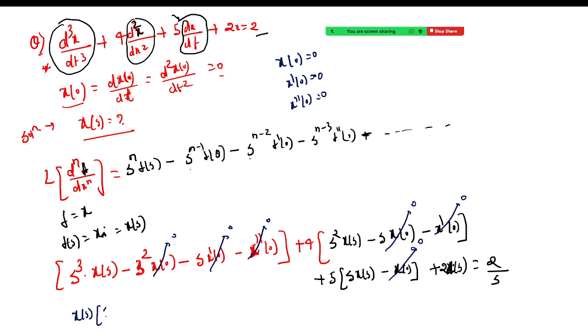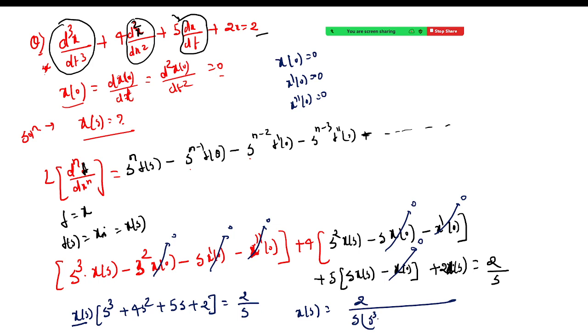So I'll take X(s) common over here. So this is X(s) times (s cube plus 4s square plus 5s plus 2) equals 2 divided by s. Now how can I calculate the value of X(s)? The value of X(s) equals 2 divided by s into (s cube plus 4s square plus 5s plus 2). So this will be the value of X(s). So we have to calculate this particular thing till now.